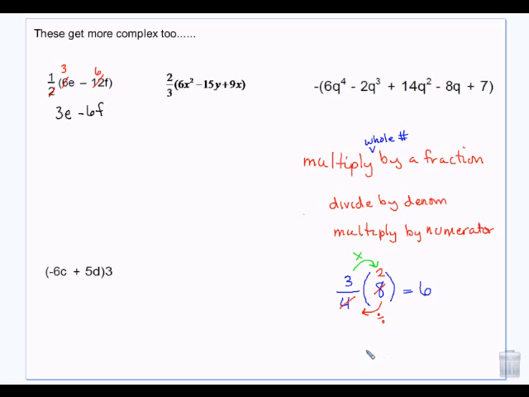Want to see another one like that? Okay. Here, 2/5 of 20. 5 goes into 20 4 times. So between these two, I'm dividing. 20 divided by 5 is 4. And then 2 times 4 is 8.